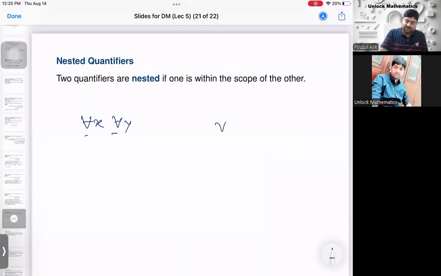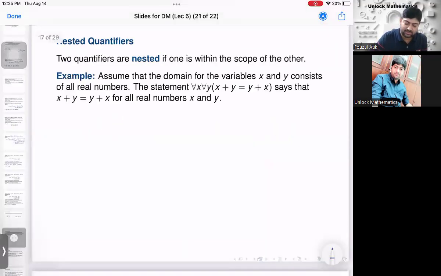You may also have for all x, there exists y, there exists uniquely z. Here too, one is within the scope of the other. This kind of quantifiers you call nested quantifiers. The example: assume that the domain for variables x and y consists of all real numbers. Then the statement for all x for all y, x plus y is equal to y plus x says that x plus y is equal to y plus x for all real numbers x and y. So it is a nested quantifier, right? For all x, for all y, one is within the scope of the other. This is an example of a nested quantifier.